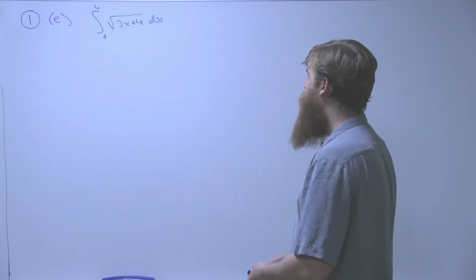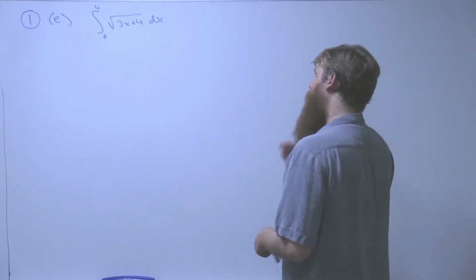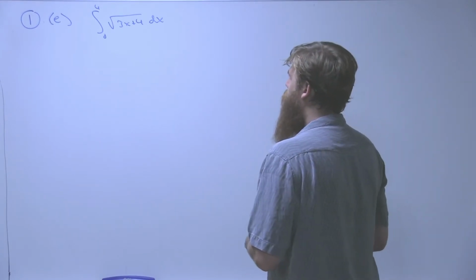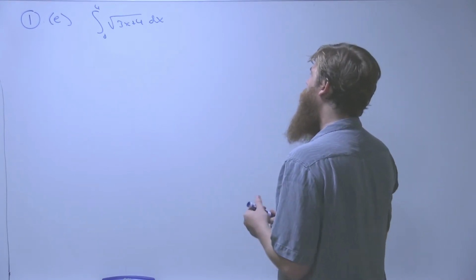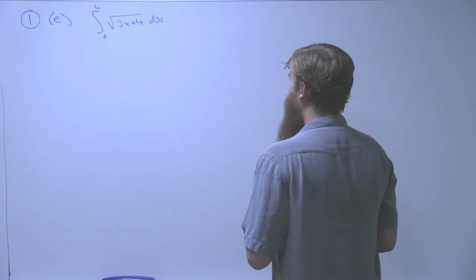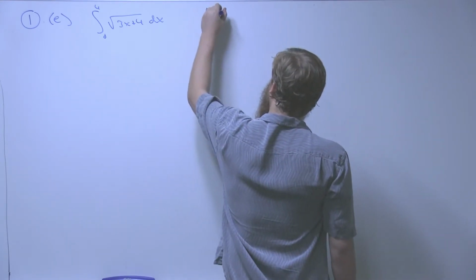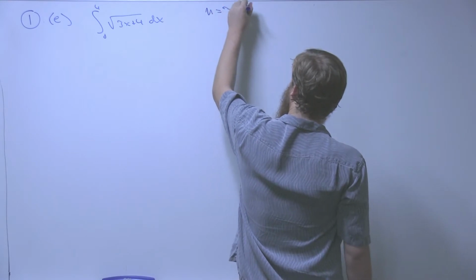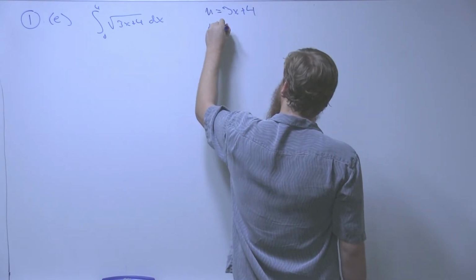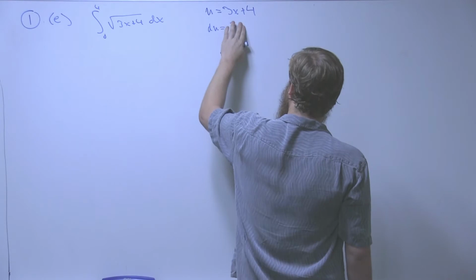Part E of problem 1 in part 2 of the review asks us to evaluate the definite integral from 0 to 4 of the square root of 3x plus 4. Hopefully everybody can see this one right away. The substitution should be u equals 3x plus 4. So du is 3 dx.